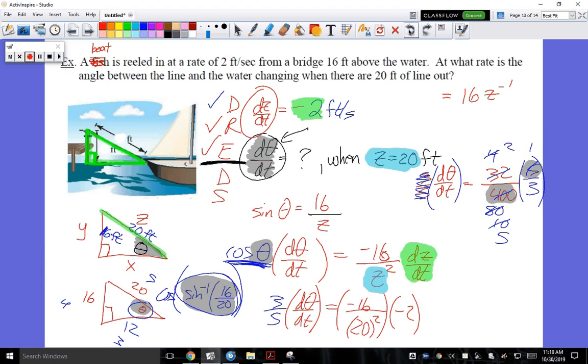So now I'm left with 2, 1, and come on, 3 and 5. So the answer is what? 2 over 15. d theta over dt is 2 over 15 what? Here's the thing. Radians per what? What's the time? Seconds?